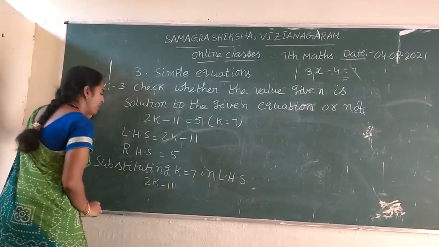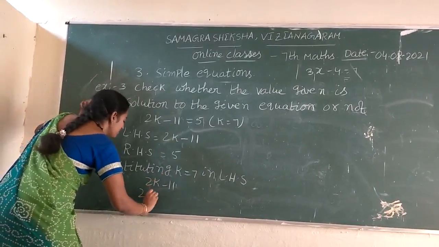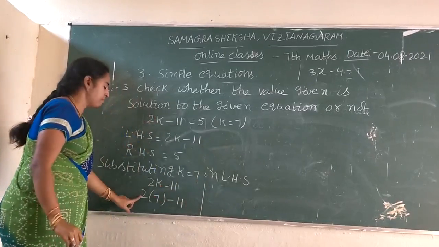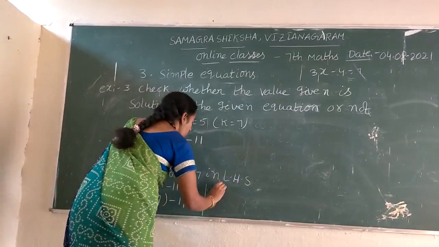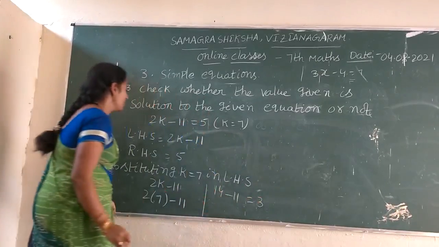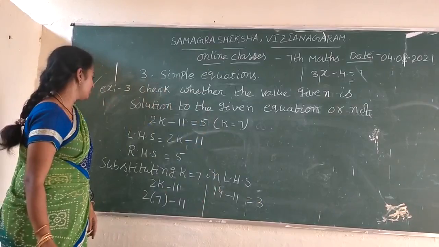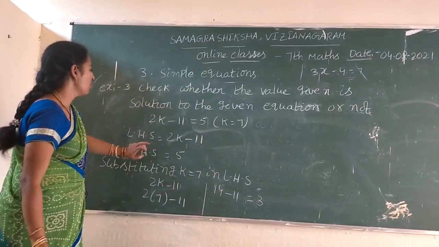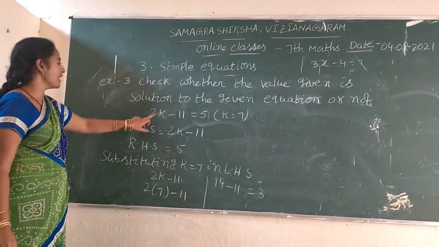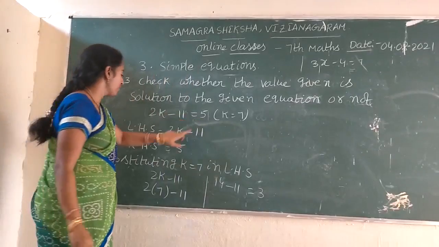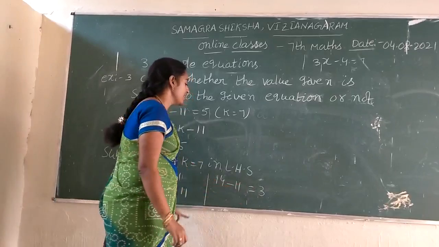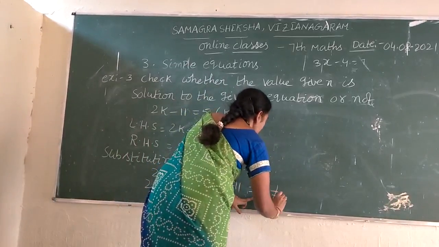Equals 2k minus 11. Substituting k equal to 7, 2 into 7 is 14, minus 11 equal to 3. Here 2k minus 11 equal to 5. Here RHS is equal to 5. We get LHS is equal to 3. Here 3 is not equal to 5.